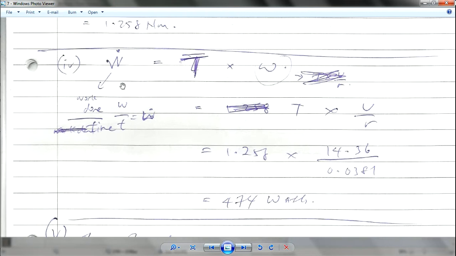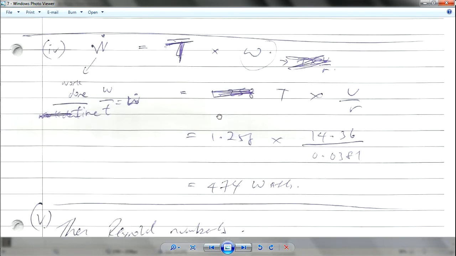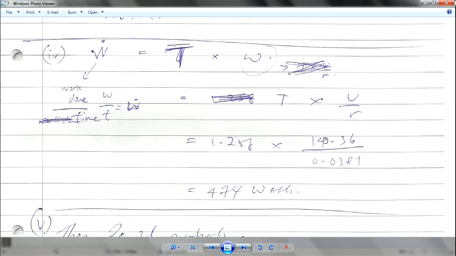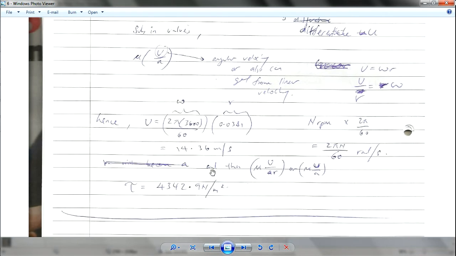I think there will be a trick question about that. So it equals torque; you know our torque is 1.258 Newton meter. Then our angular velocity is 14.36. This is your linear velocity that we actually derived a long time ago, back in the old days.